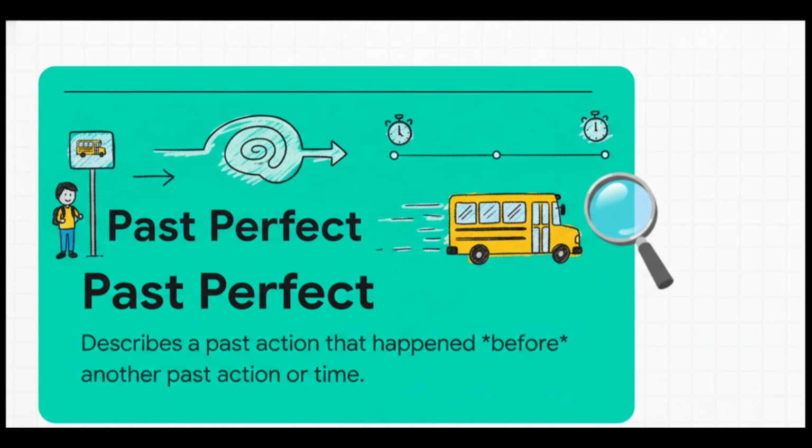Think about it this way. You have two events, and they both happened in the past. Event A, the bus left. Event B, you arrived. To make it super clear that event A happened first, you put it in the past perfect. When I arrived, the bus had already left. It makes the sequence of events crystal clear.